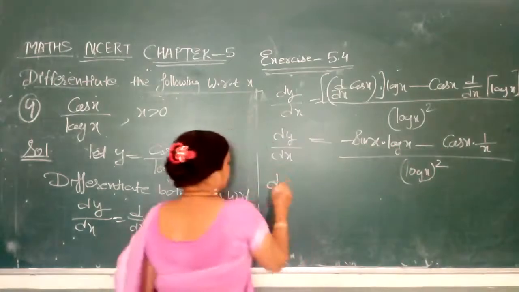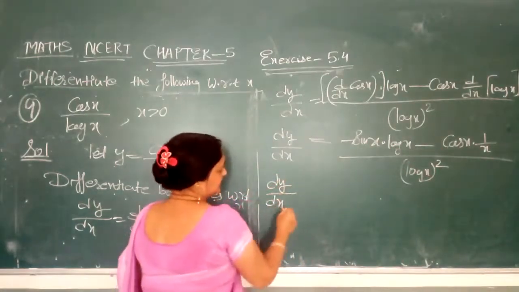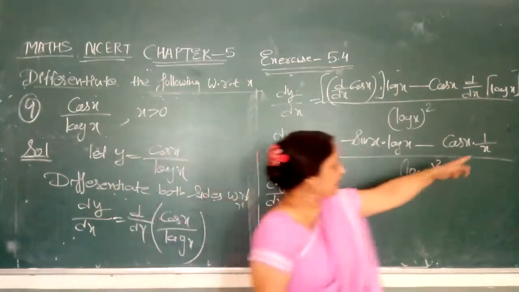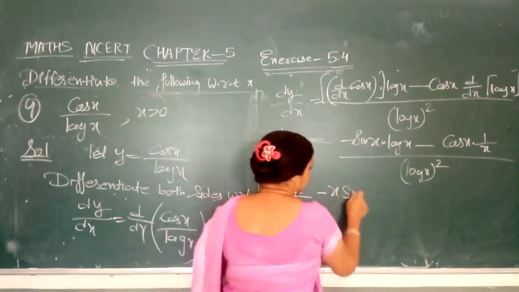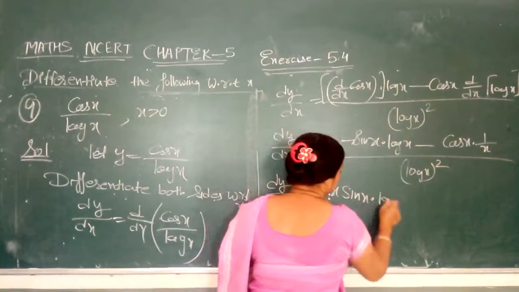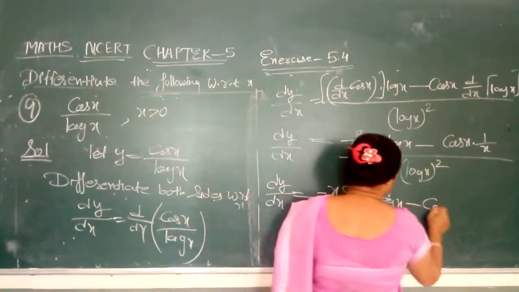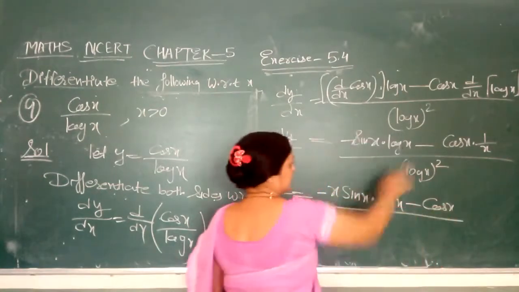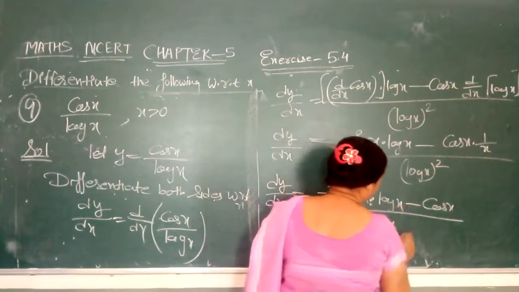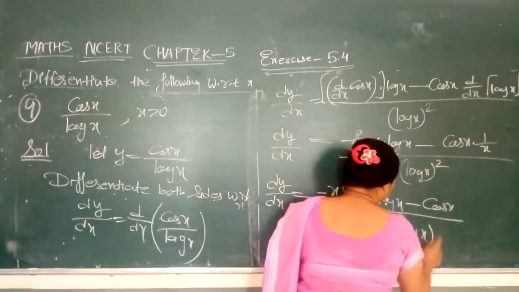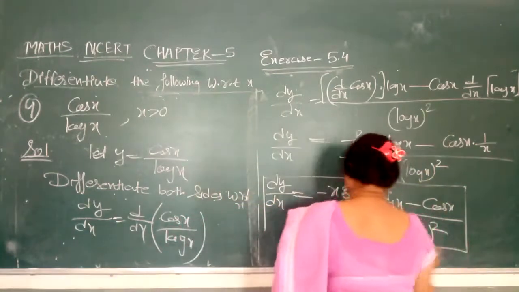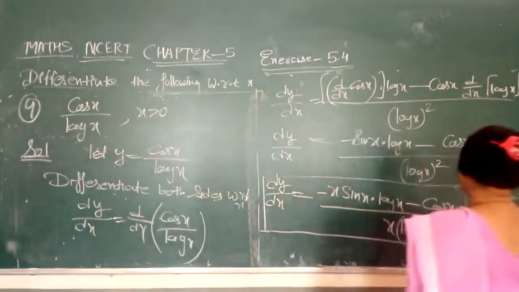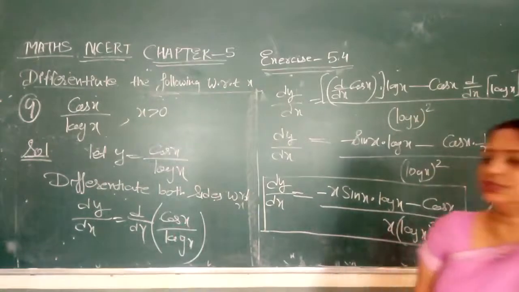Then dy upon dx is equal to, take LCM here, x is the LCM, so it will come minus x into sin x log x minus cos x, and this x will come in the denominator, so it will come x log x whole square. So this is the required solution of question number 9. Our 9th question is completed.